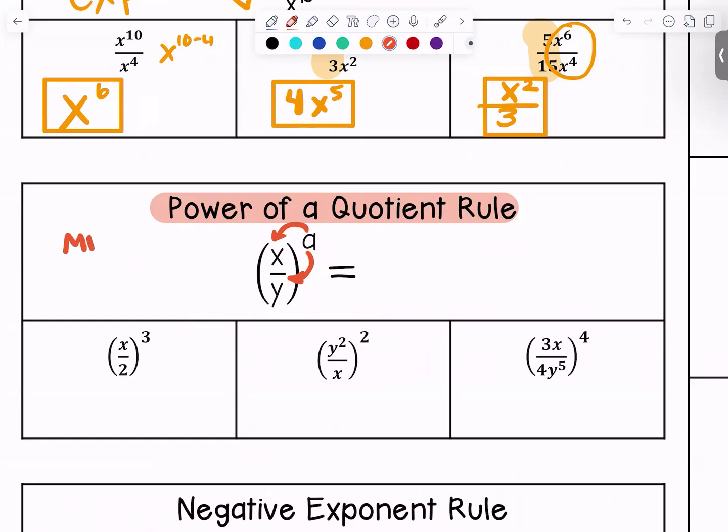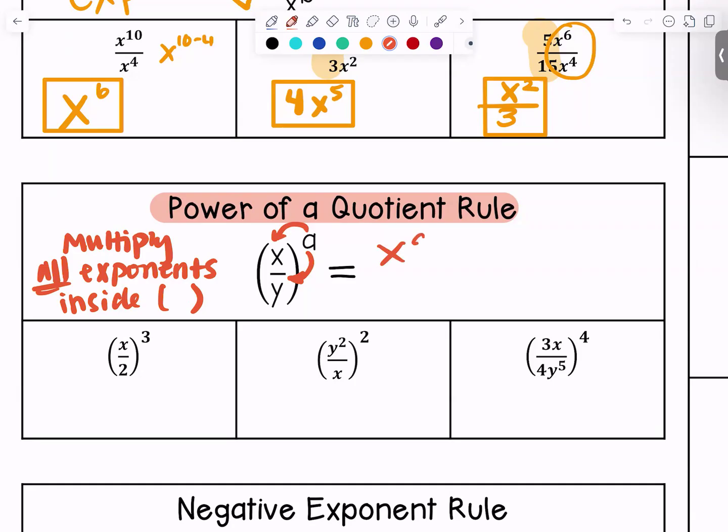So you multiply all exponents inside the parentheses. Okay? All the exponents that are inside, it goes to everybody. So x is going to get an a and y is going to get an a. It goes to both. So same thing here. 3 is going to go to both of those. So you end up with x to the third over 2 to the third.